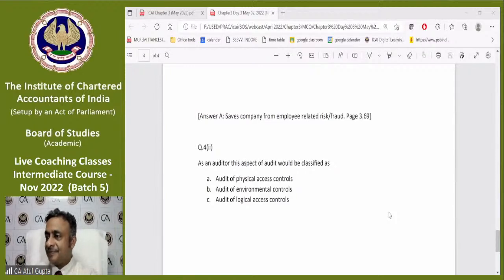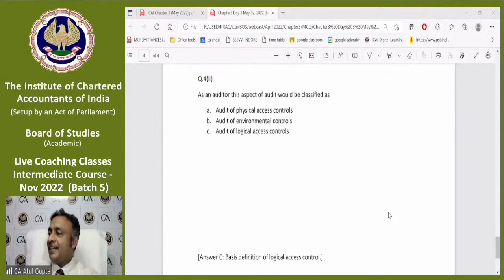So second. Second still coming. C. This is a check. C, logical access. That was Hitesh. So that is chapter 3. Thank you. Please put any queries.